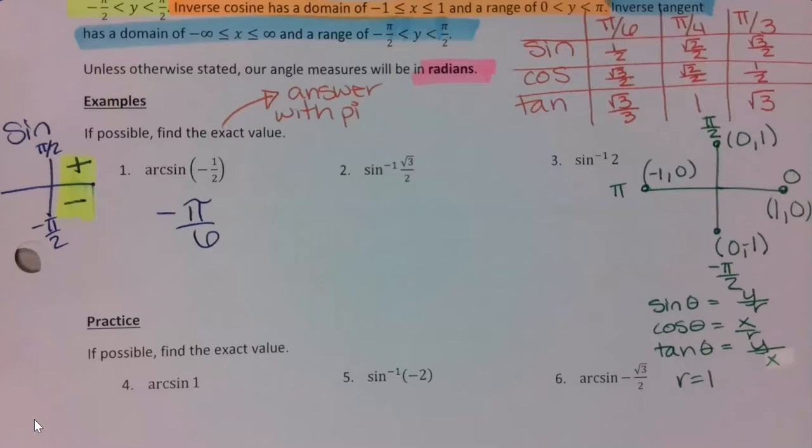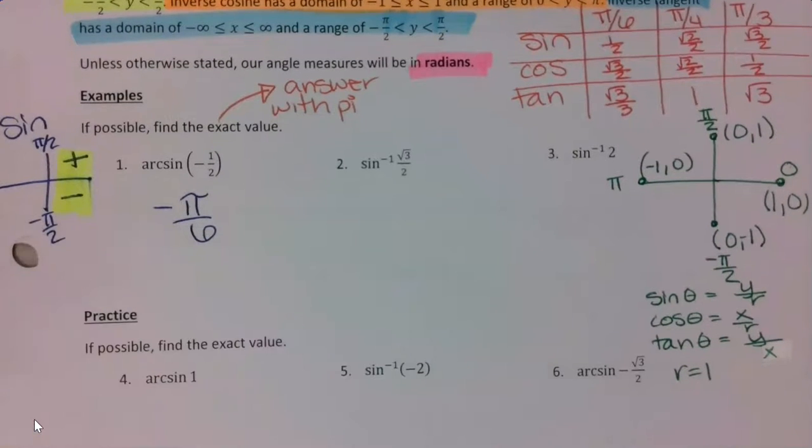So for question number 1, that's all I need to do. That is my answer. So this question is just asking me to go backwards and find which angle will give me negative 1/2. Negative pi over 6. You don't have to do this, I was just showing you why it works.